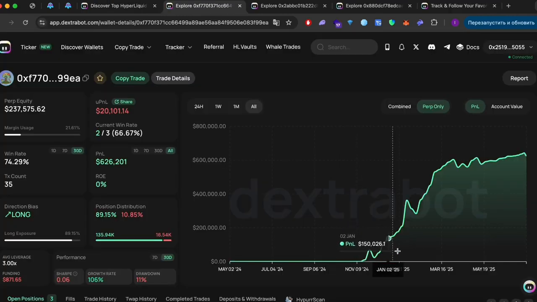Let's open the next address, the third wallet. Here we also see a pretty impressive chart showing the growth of its capital. And its P&L is currently $626,000.